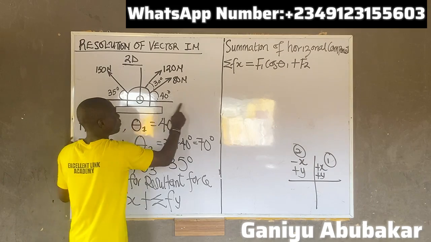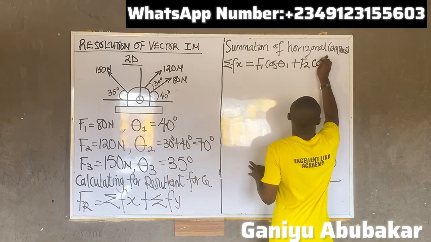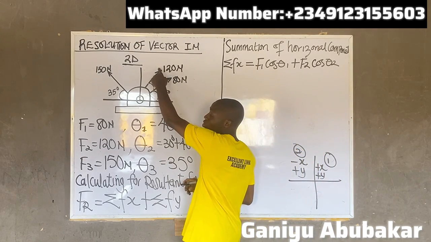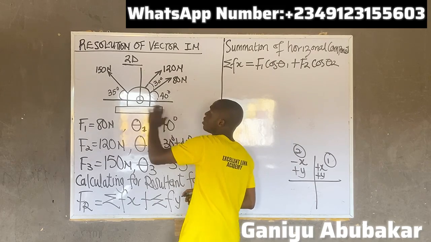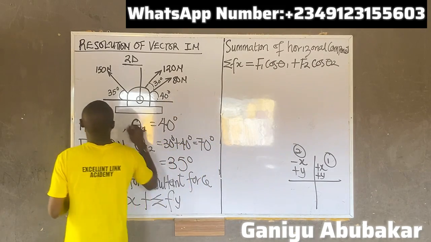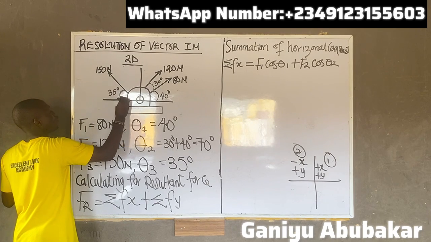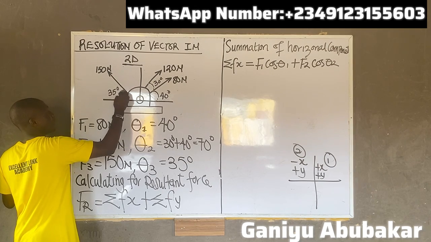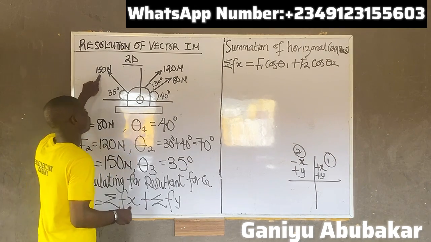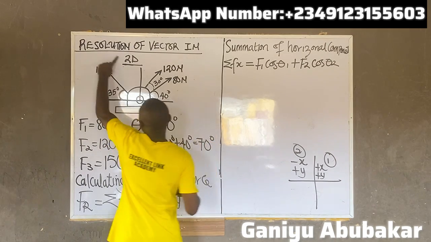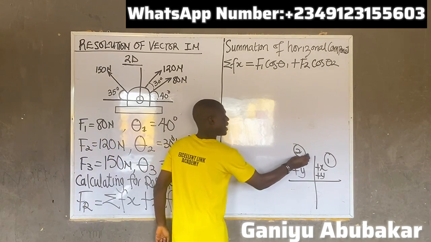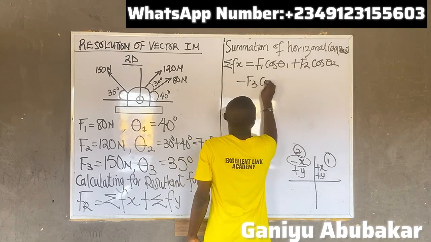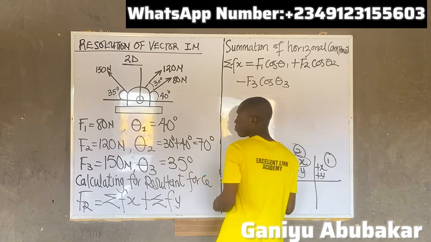So it means F_x will be F2 cos theta 2, right? I have resolved both F1 and F2 into their horizontal components. Let's resolve this one here. Now for the 150 Newton force, the angle is lying to the horizontal, so F_x becomes cos. I'll have F3, but for the x-axis in quadrant 2, we said x is negative. So I'll have negative F3 cos theta 3.